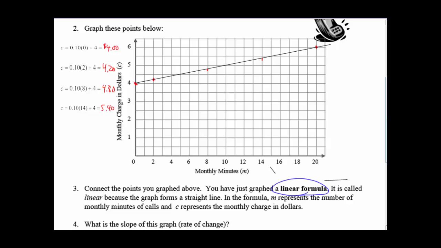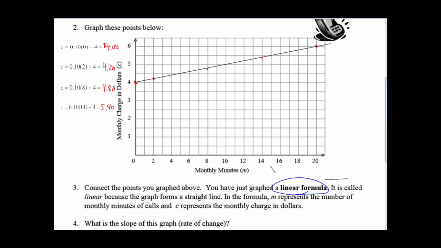It is called linear because it forms that straight line, and in the formula, N represents the number of monthly minutes and C represents the monthly charge. So when we input the monthly minutes, we get an output of a monthly charge in dollars. What's the slope or rate of change?